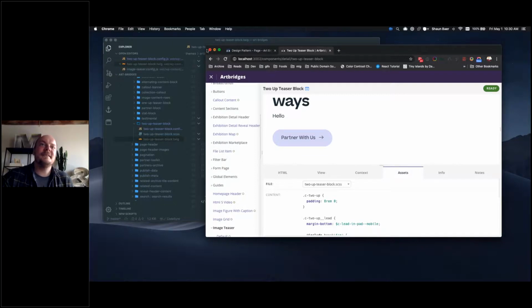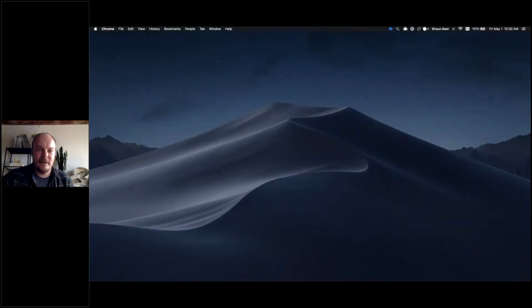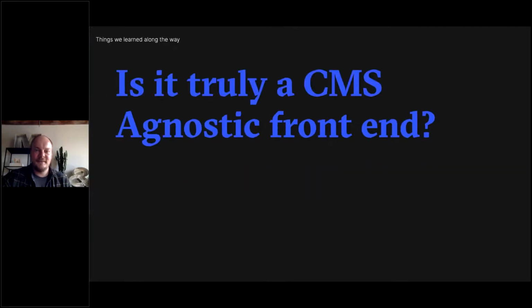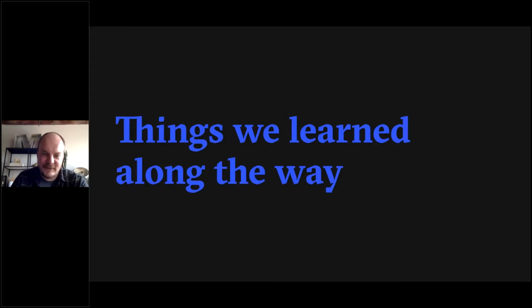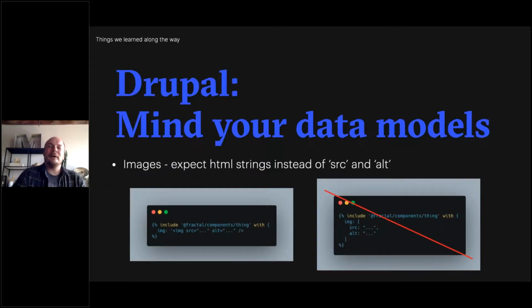Let me minimize these, jump back, kind of running short on time here, so I'm going to try to breeze through a couple things. So is this truly a CMS agnostic front end? The answer is yes, but like 99% yes, because we have found a couple of things that are just different between Drupal and WordPress, and I'm sure others as well. They're pretty similar, but there are some things that are different, and I'll talk through those things that we found now and hope that it helps.